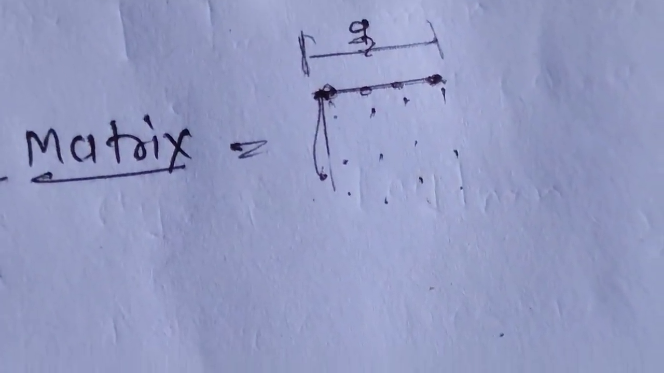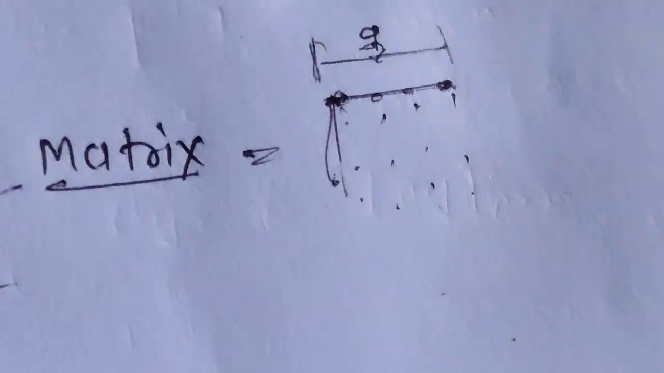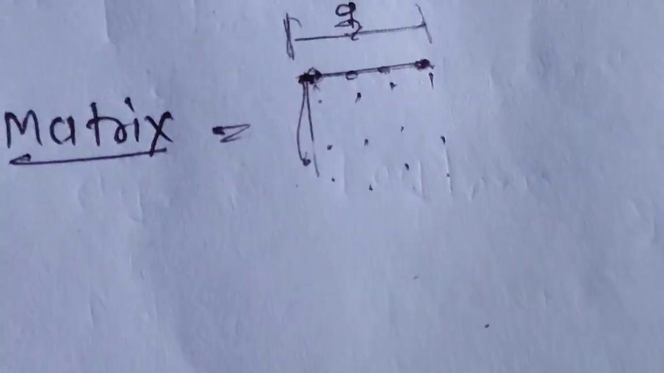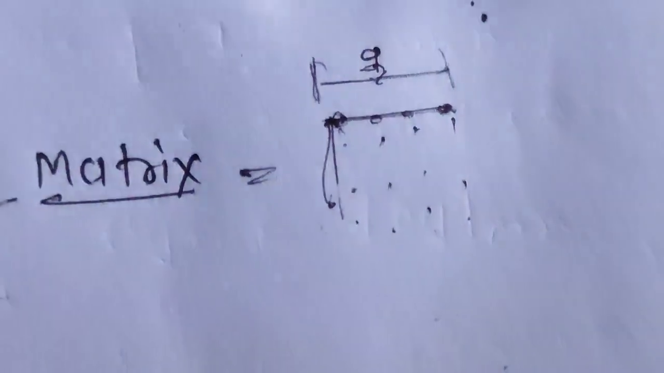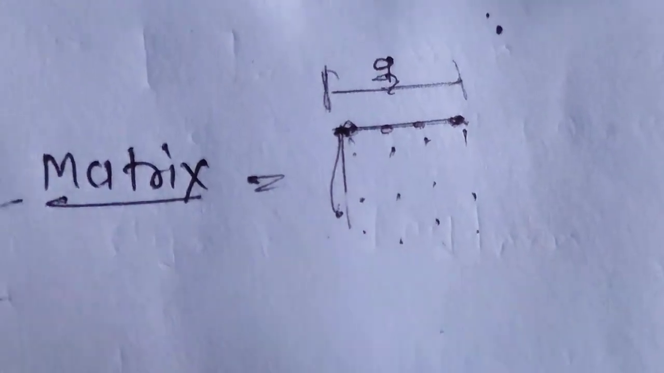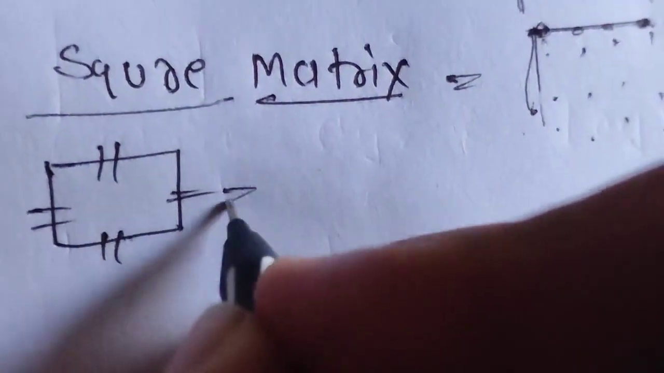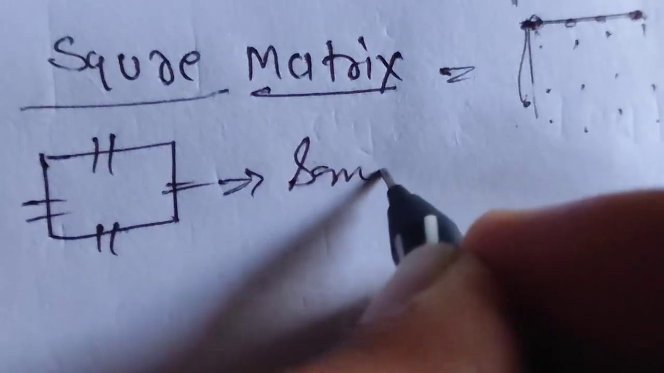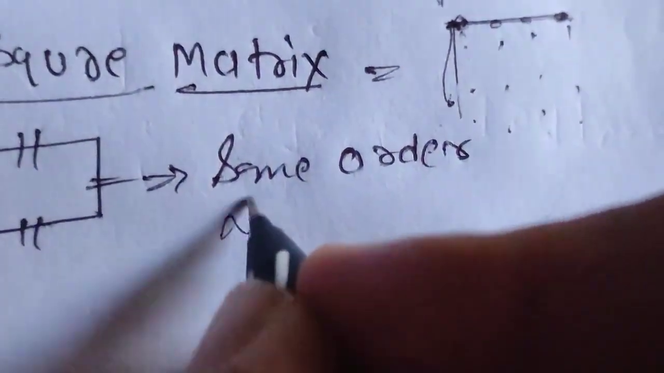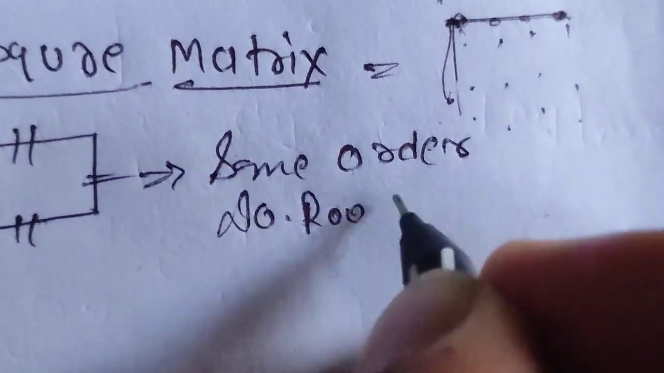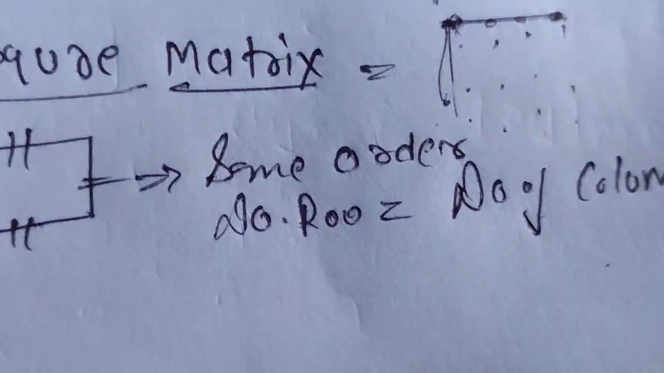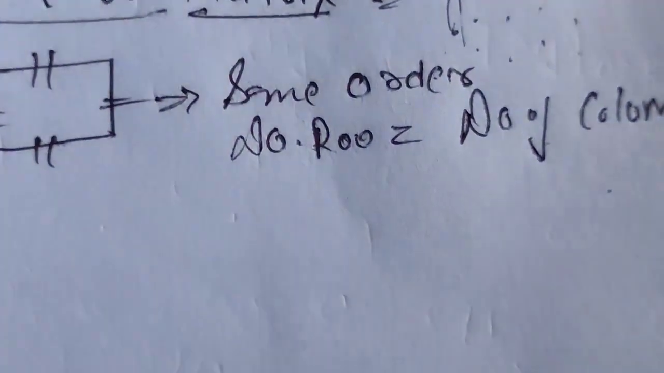Now when we talk about mathematics, if an arrangement of numbers is arranged in square form, meaning the number of rows is equal to the number of columns, then it is said to be a square matrix. That is the meaning of same order. Same order means the number of rows is equal to the number of columns.